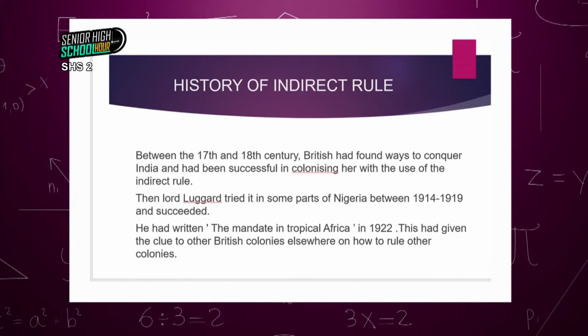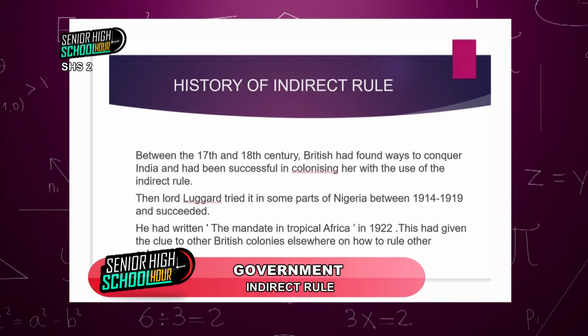Let's talk about how indirect rule came about. Between the 17th and 18th century, the British had found ways to conquer India and other colonies, and had been successful in colonizing there with the use of the indirect rule. Then Lord Lugard tried it in some parts of Nigeria between 1914 and 1919 AD and succeeded. He then wrote The Dual Mandate in Tropical Africa in 1922. This gave the clue to other British colonies elsewhere on how to rule their colonies.